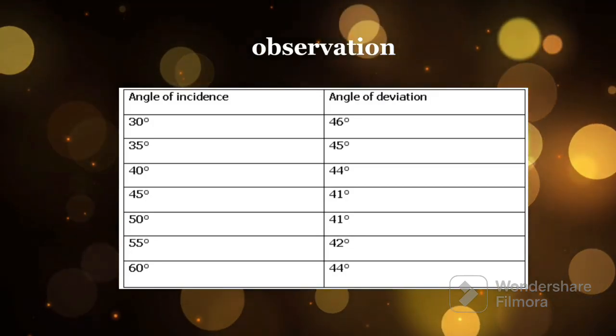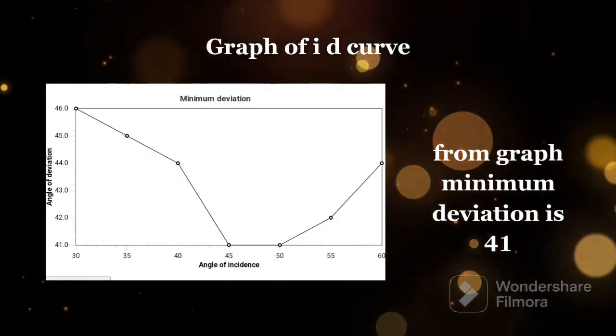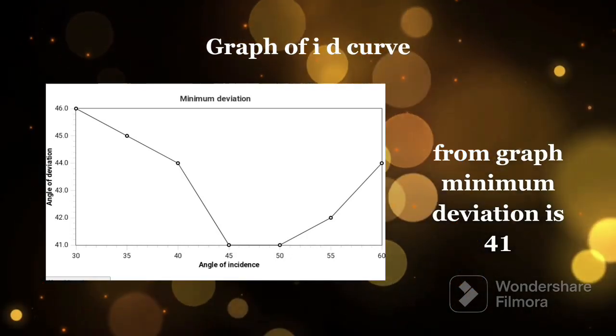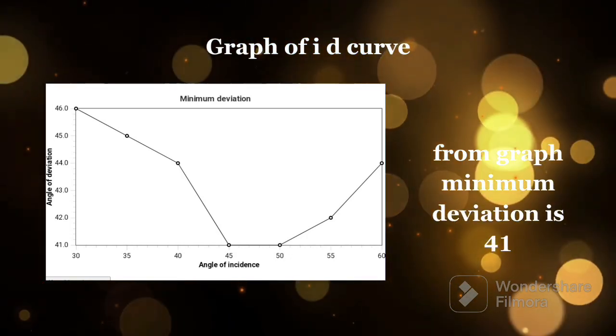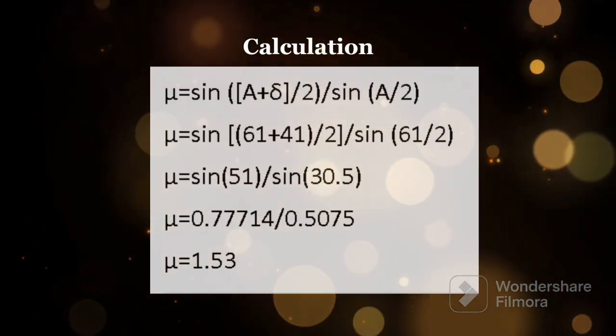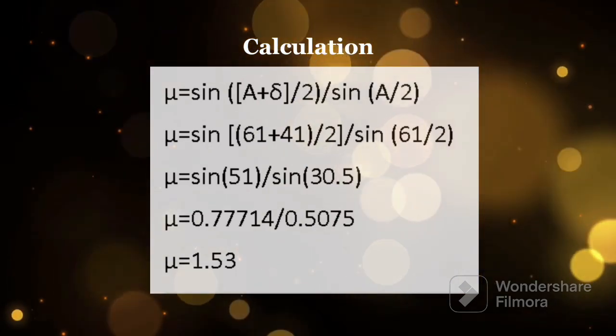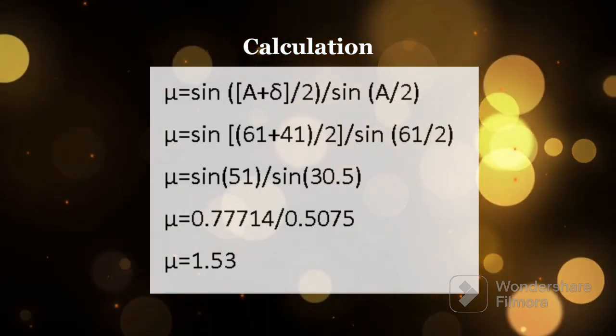Now let's look into the graph. Here we can see the angle of deviation decreases and starts increasing at one point. That is our angle of minimum deviation. So for this, the angle of minimum deviation is 41 degrees. Now this is our final result, that is the refractive index of the given glass prism is 1.53.